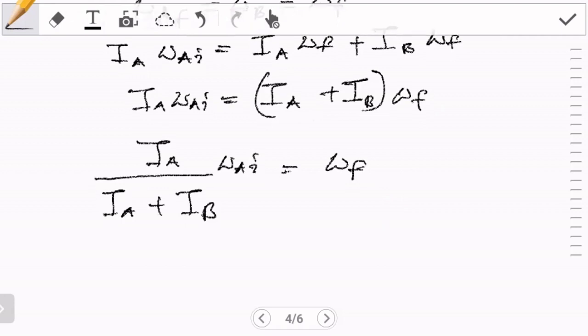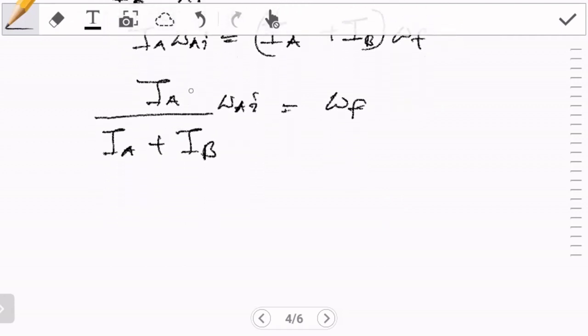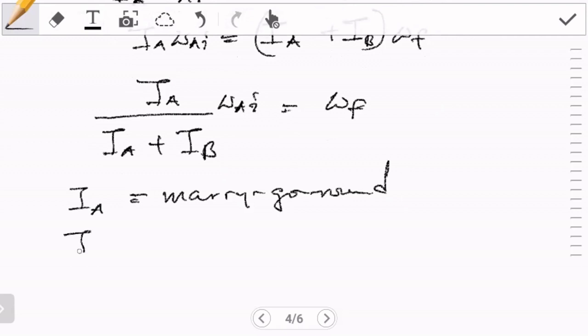Now, all we need to do is calculate the moments of inertia. Moment of inertia A is for the merry-go-round, and moment of inertia B is the moment of inertia for the man. Now, how do we get that?